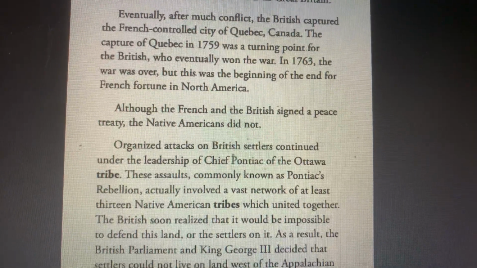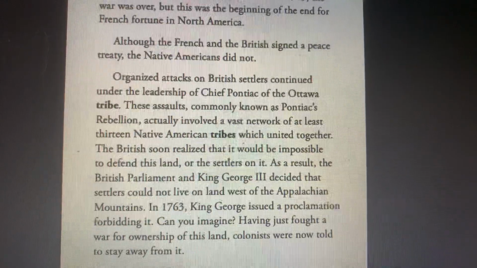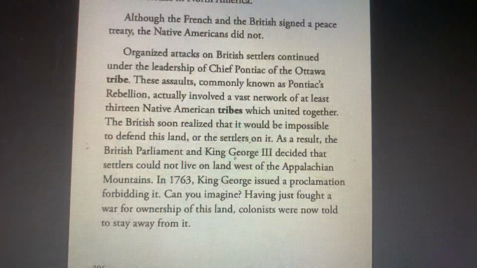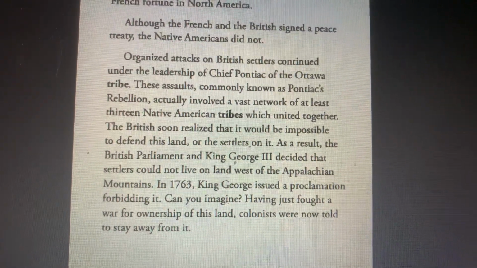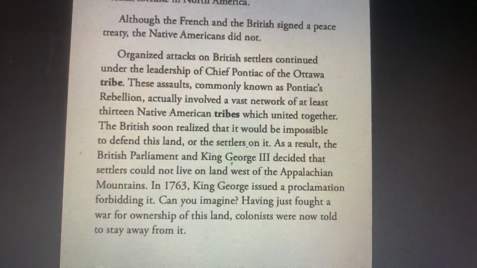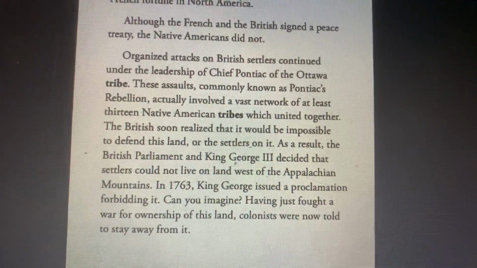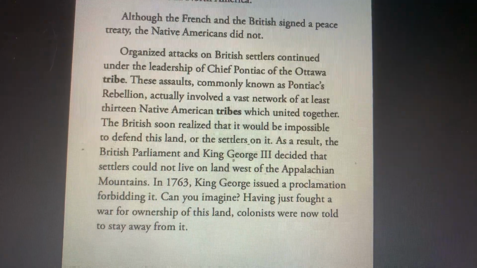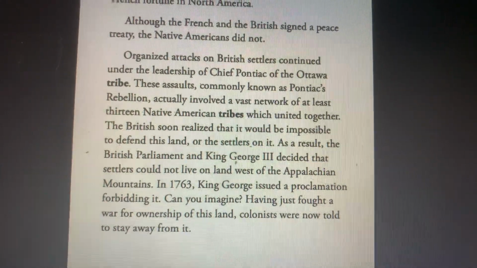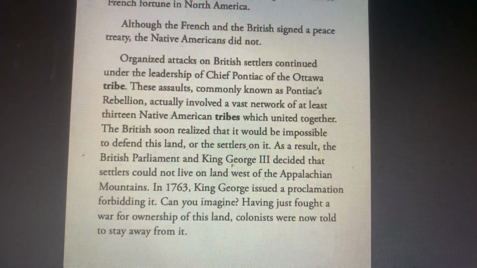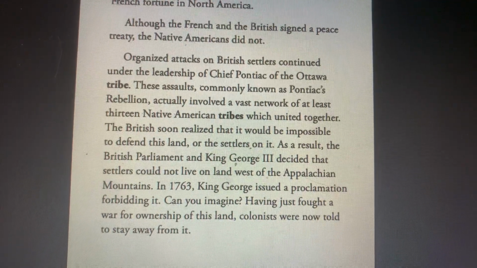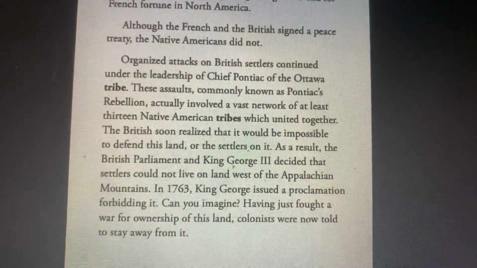Although the French and the British signed a peace treaty, the Native Americans did not. Organized attacks on British settlers continued under the leadership of Chief Pontiac of the Ottawa tribe. These assaults, commonly known as Pontiac's Rebellion, actually involved a vast network of at least 13 Native American tribes, which united together. The British soon realized that it would be impossible to defend this land or the settlers on it.